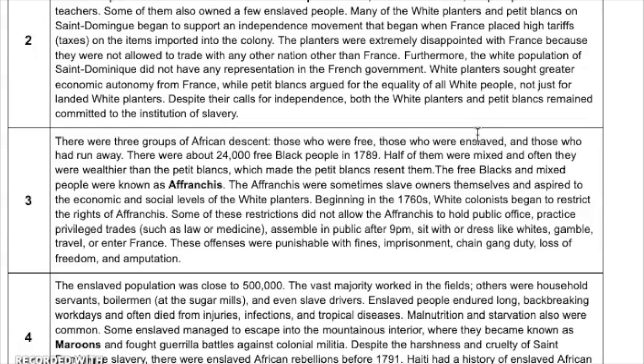In 1789, there were 5 distinct sets of interest groups in the colony. There were 32,000 white planters who owned the plantations and enslaved Africans, and Petit Blancs, who were artisans, shopkeepers, and teachers. Some also owned a few enslaved people. Many of the white planters and Petit Blancs on Saint-Domingue began to support an independence movement that began when France placed high tariffs or taxes on the items imported into the colony.